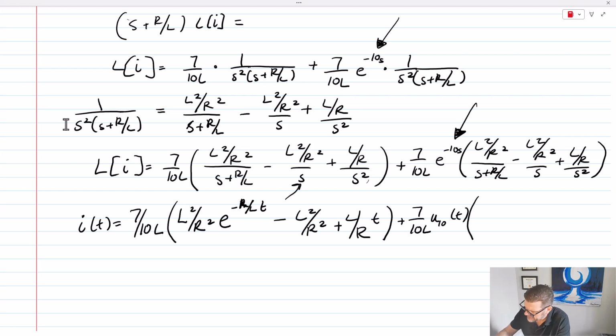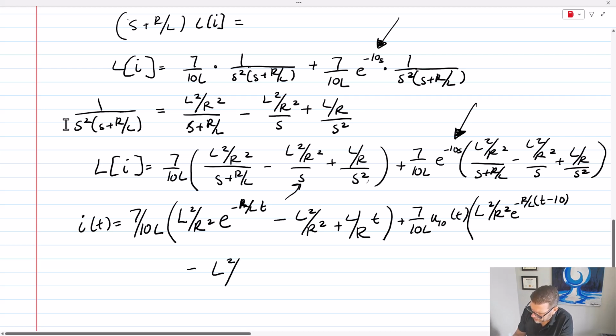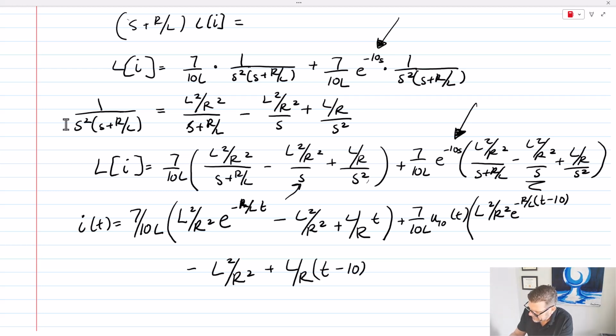And then we're going to have L squared over R squared, e to the negative R over L, just like we had before, but now we have to do the shift, and the shift is going to be over to the right 10, so it's t minus 10. We subtract the 10 off, minus L squared over R squared, and there's no t in that one because that's just the constant, plus L over R, and then this is going to be t minus 10. Normally S squared was just going to be t, but now we're shifting it to the right 10.